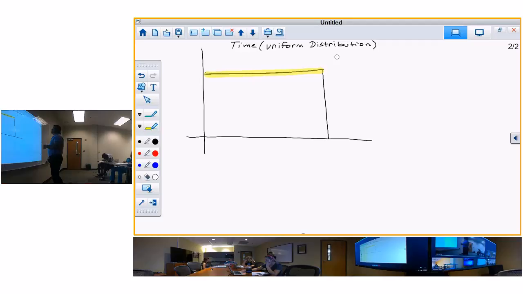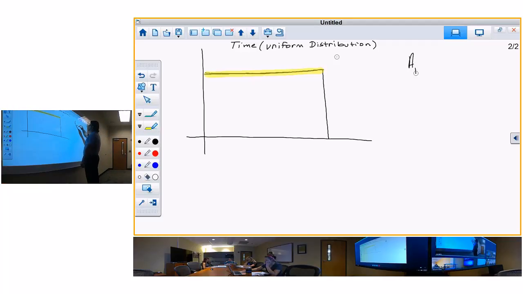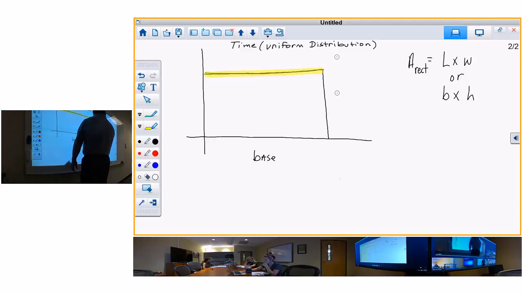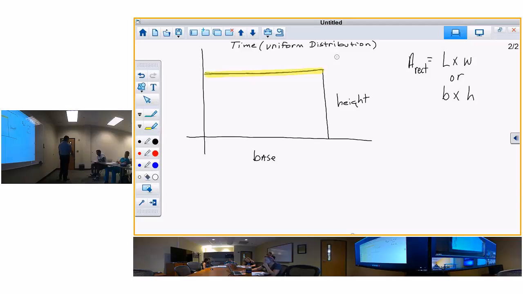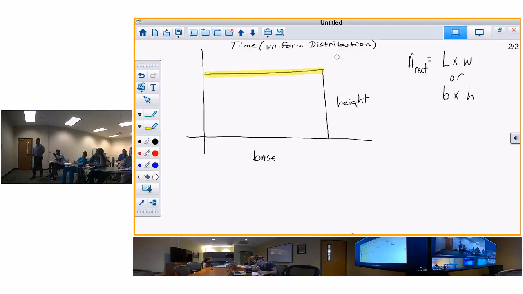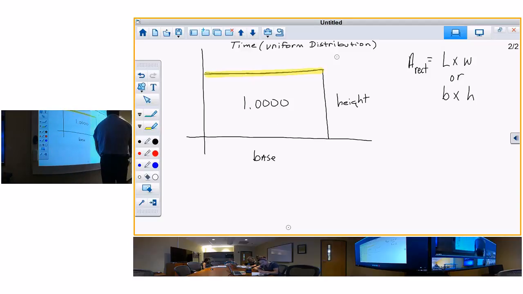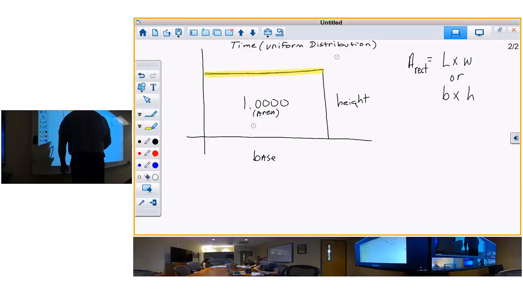Now, let's go over a little bit of algebra review. The area of a rectangle equals length times the width, or base times the height. I'm going to use base times the height because it looks a little bit better here. So here's the base and here's the height. Now we already know what the area is in that box. What is the area and probability? What's the highest probability you can go to? Zero to one. So the area in this rectangle is 1.0000. The reason I wrote four decimal places is so you know that it's the area.